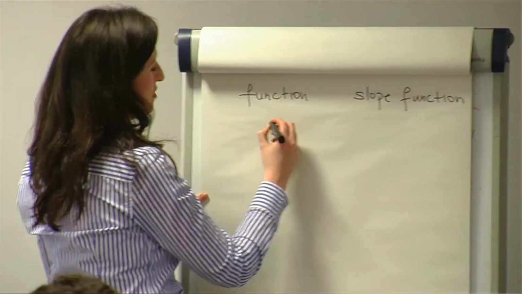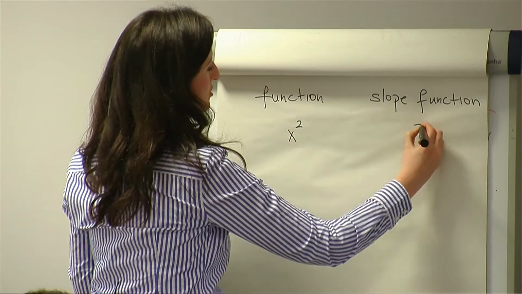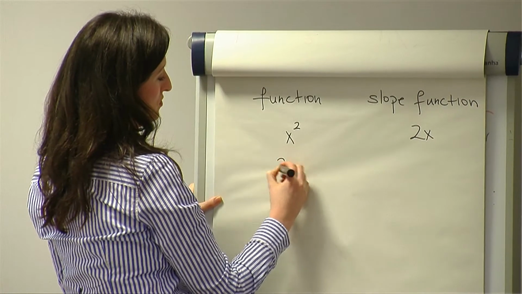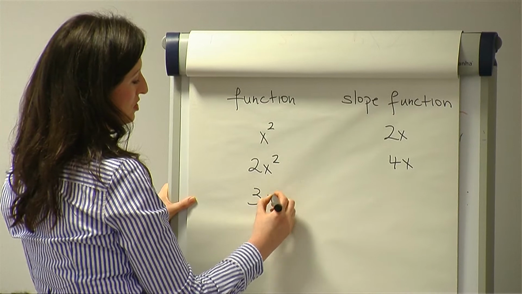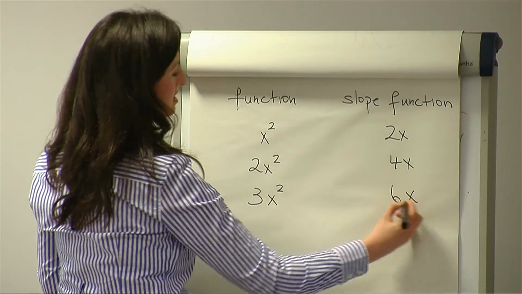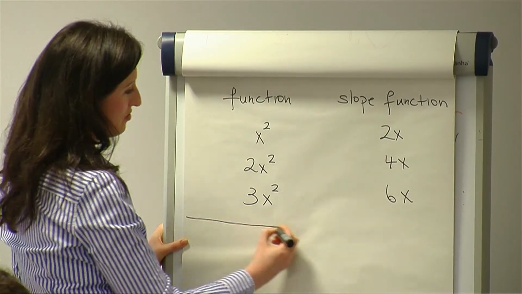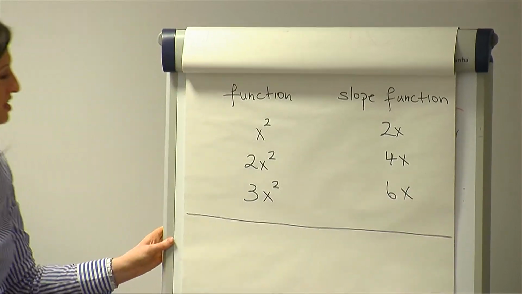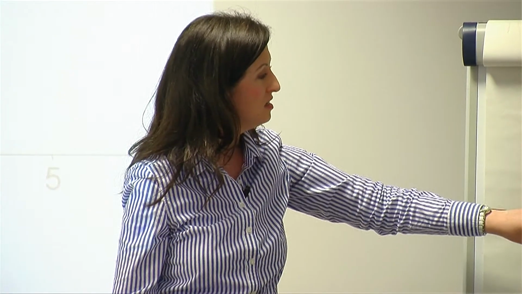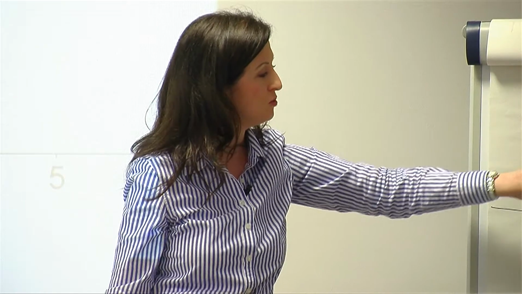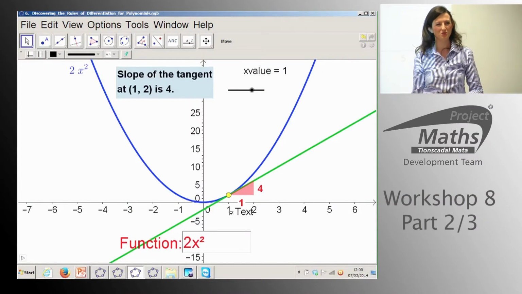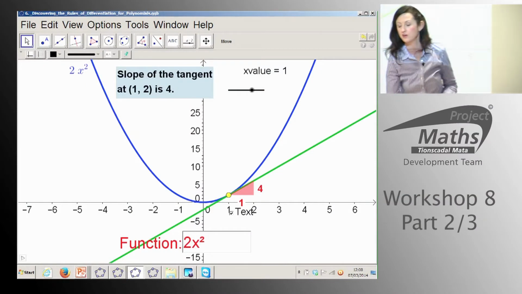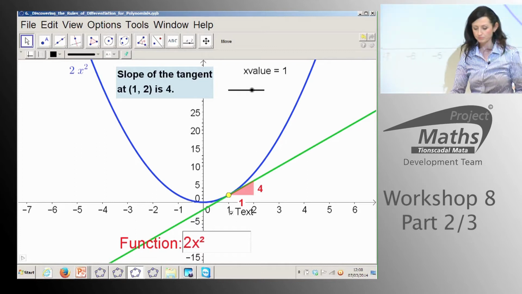Okay, so we have got x squared and my slope function is 2x. So we have 2x squared and my slope function is 4x. We do another one, 3x squared, my slope function is 6x, and let them see what's going on there. So they might twig that they're multiplying the 2 by the 1, the 2 by the 2, and the 2 by the 3. But we know at this point we still don't have the full story, sure we don't, with regard to the behaviour of the tangents.